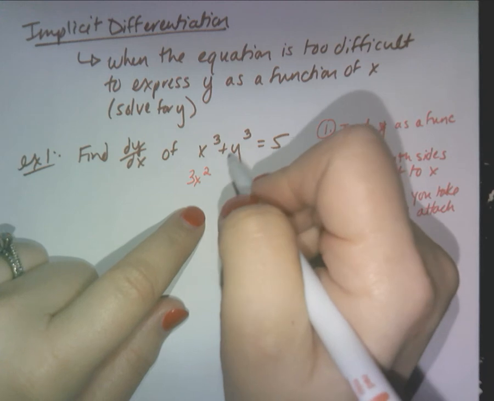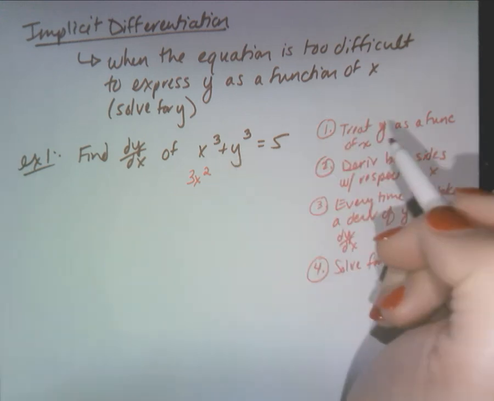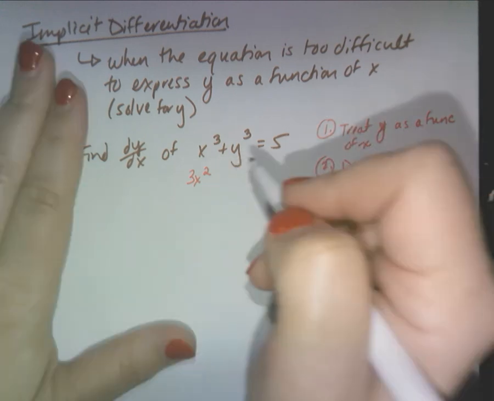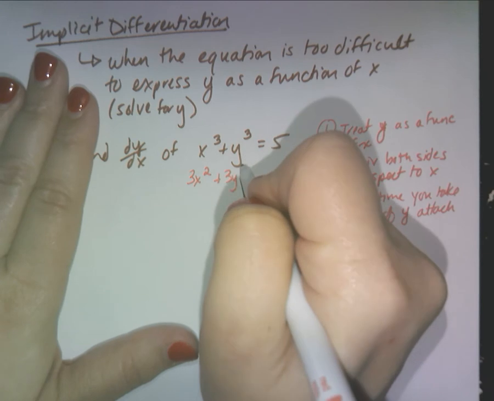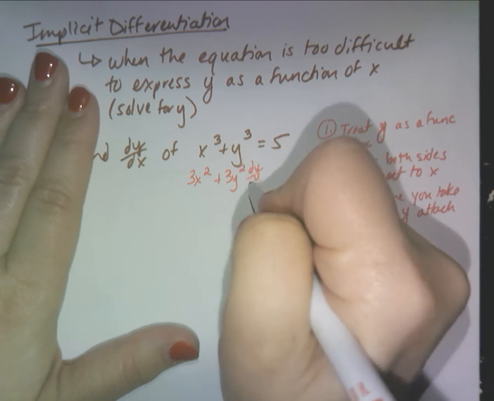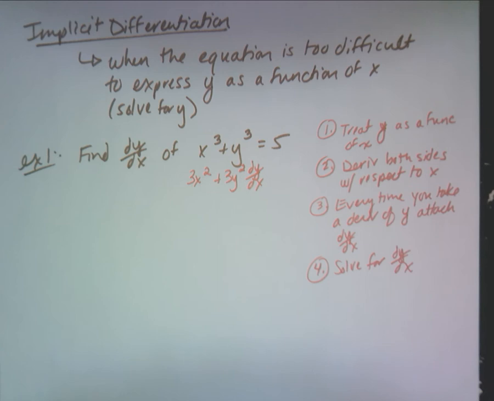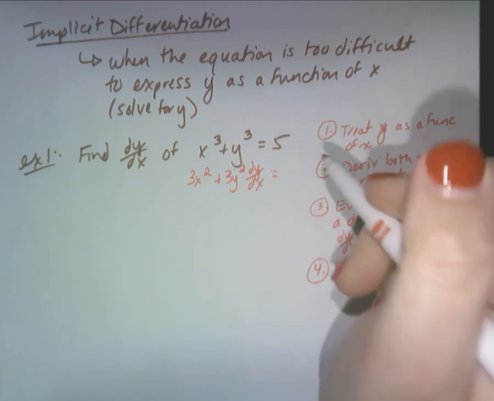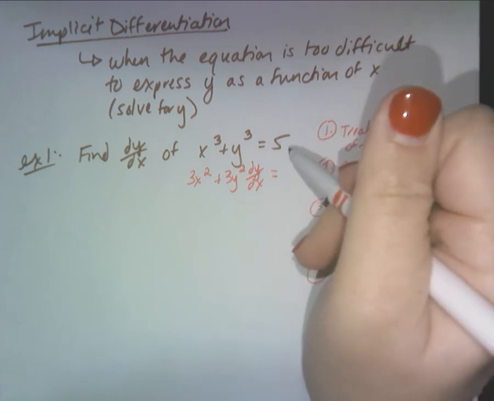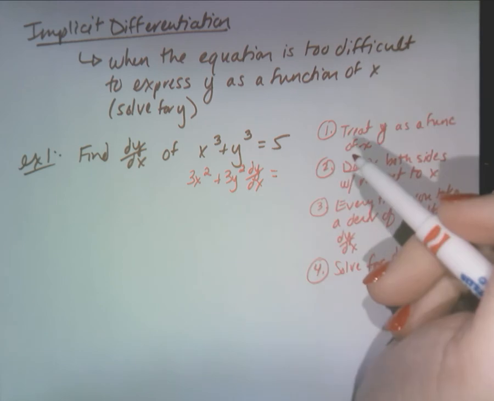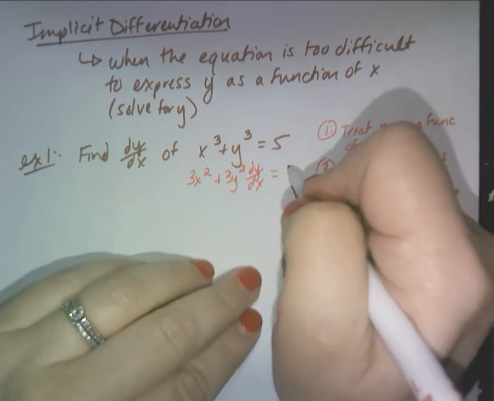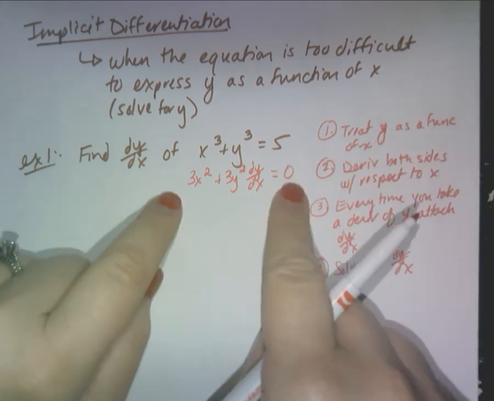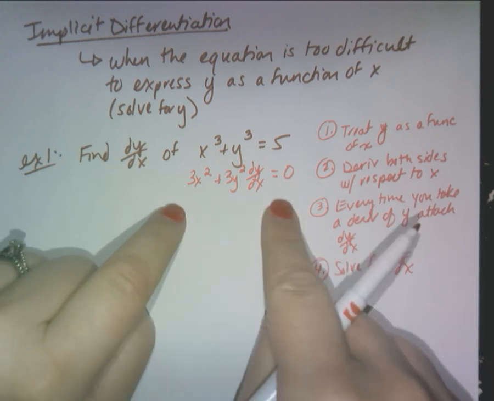All right, now we're going to take the derivative of y cubed. What's the derivative of y cubed? Did you take the derivative of a y? Then you attach dy dx. If you take the derivative of a y, it's essentially attaching a chain. Take the derivative, attach dy dx. Equals, you have to take the derivative of this side also, which everybody forgets. What's the derivative of 5? 0. Okay, that right there, you have just taken an implicit differentiation.